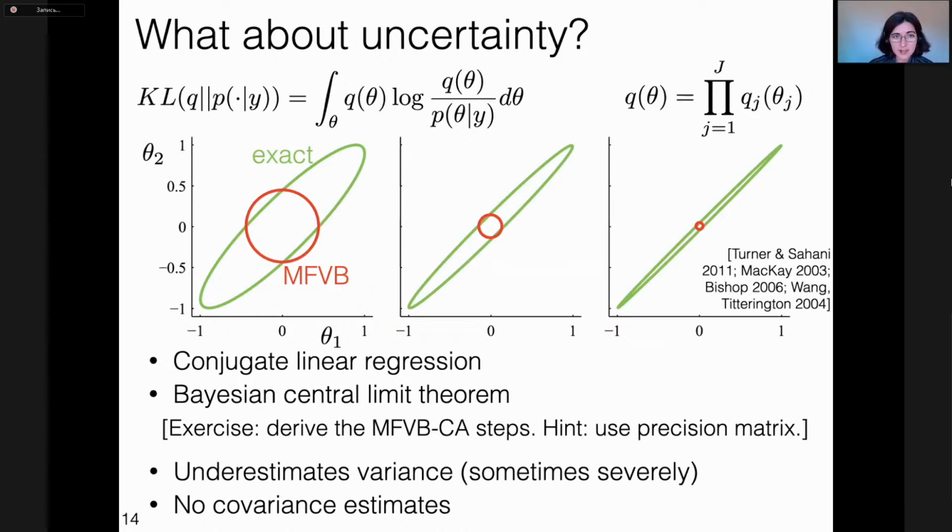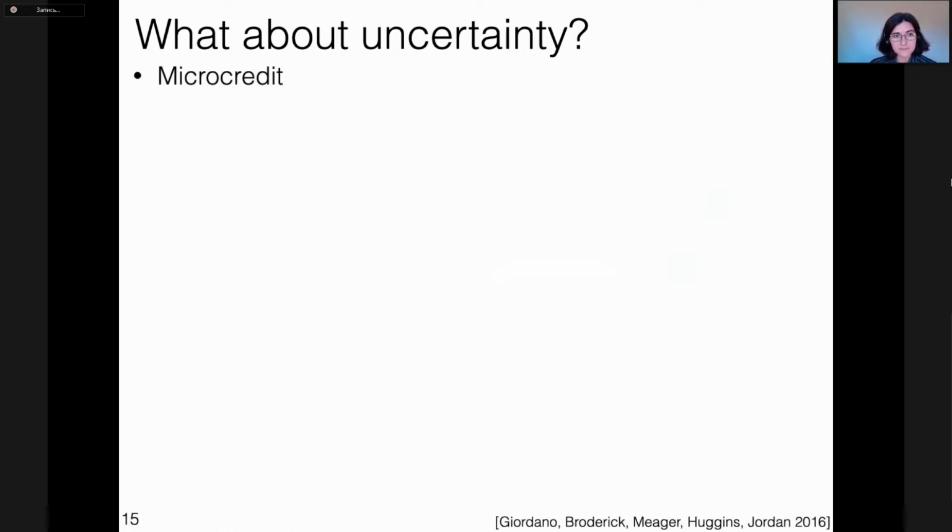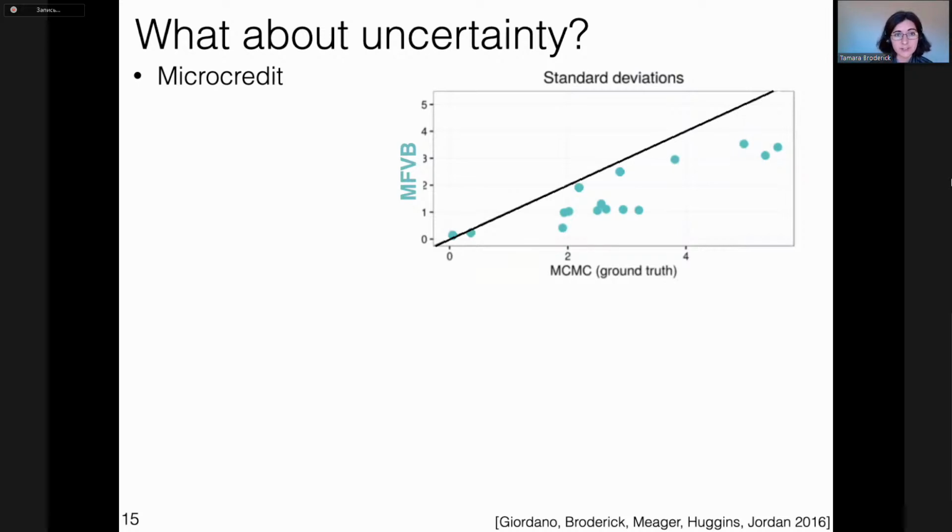And so let's see how this comes up in real life. Let's look at this microcredit example again. Before, I had a point for each parameter, and for each parameter, I plotted the MCMC estimate of the point estimate, the mean, and the mean field variational Bayes point estimate of the mean, and we compared them. Let's do the same thing now, but for standard deviation. Here, again, for every one of the parameters, we have a point. Its horizontal value is the MCMC estimate of the posterior standard deviation for each parameter. And the vertical value is the mean field variational Bayes estimate.